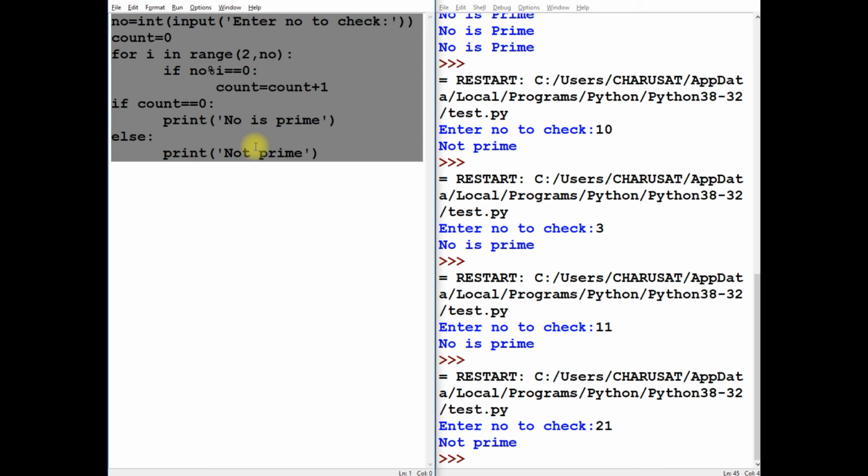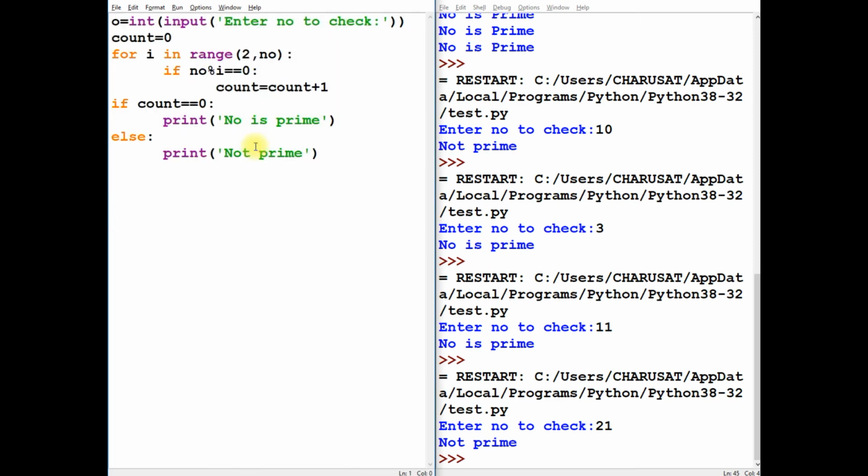But what if we want to have a range of numbers which are prime numbers? So let us have this, my upper limit, let us call it limit. So I'll write: enter limit, upper limit for which value you want to print the prime numbers. Again I am starting with my count as 0.